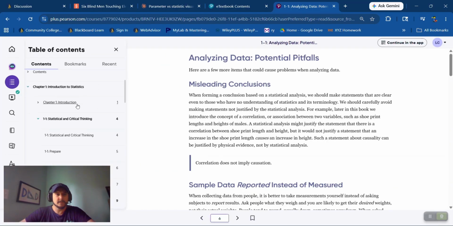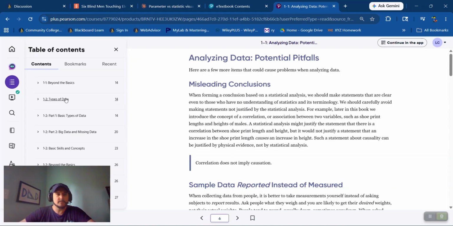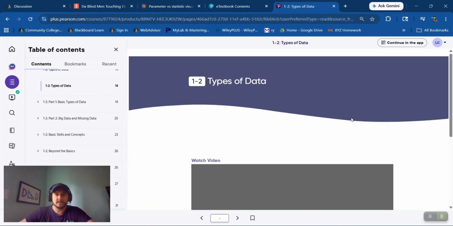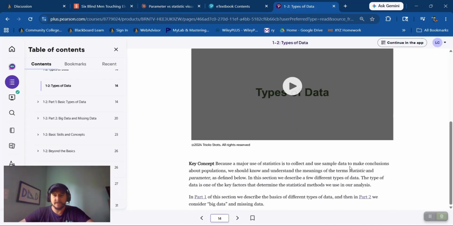All right. So go to section 1.2, types of data. And it looks like they have an introductory video. It says here, the major concept is because a major use of statistics is to collect and use sample data to make conclusions about populations, we should know and understand the meanings of the terms statistic and parameter. I think that's reasonable for sure.